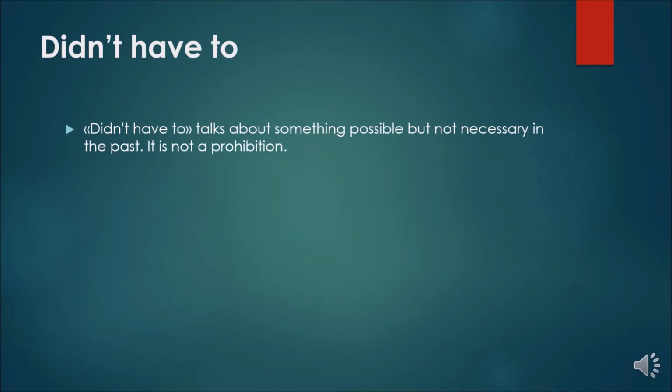The negative form of had to is didn't have to. It means something was possible in the past, but it was not necessary. Be careful, it's not a prohibition, which means you can do it, but you are not obliged to do it. Let's look at some examples.